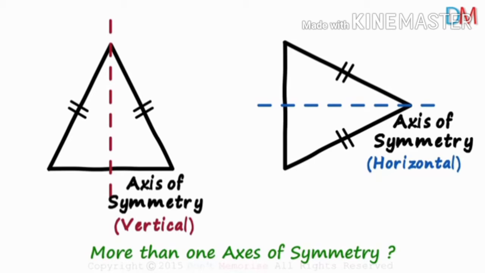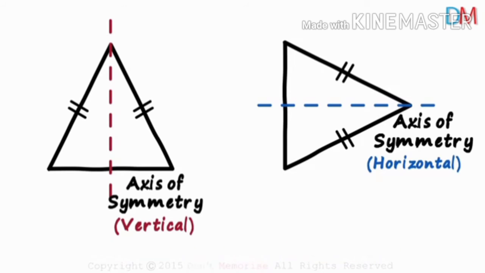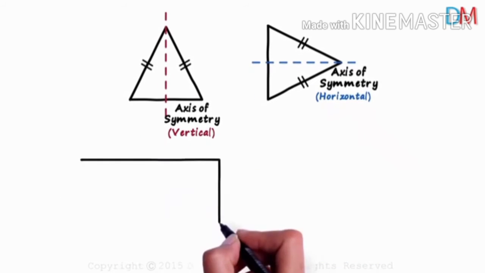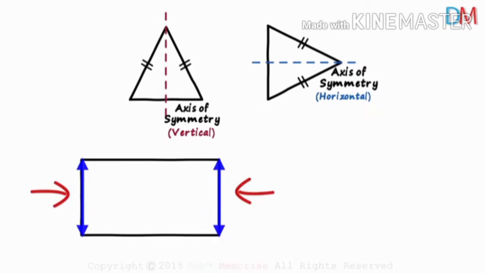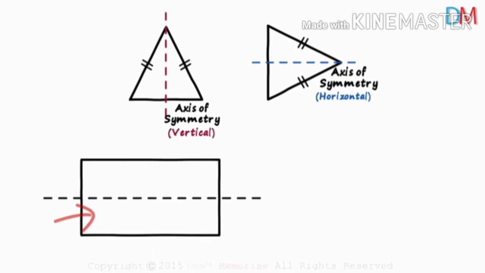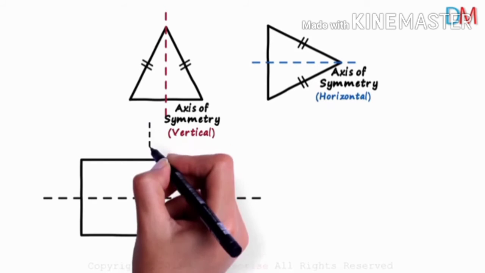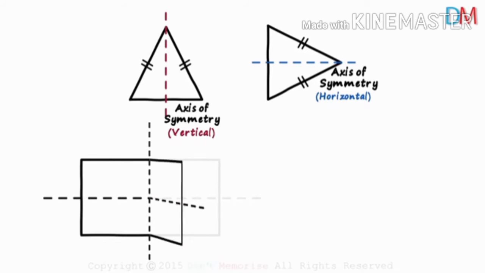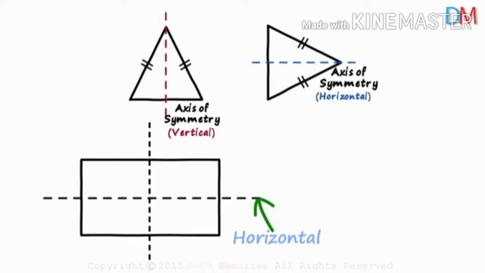But the correct answer is that a shape can have more than one axis of symmetry. Look at this rectangle. These two parallel sides are equal, these two parallel sides are equal, and all four angles measure 90 degrees. It will have a horizontal axis of symmetry like this. When one part is flipped over, it will overlap exactly with the other. And it will also have a vertical symmetry like this. Flip this part and we see the perfect overlap. So a rectangle has a horizontal as well as a vertical line of symmetry.